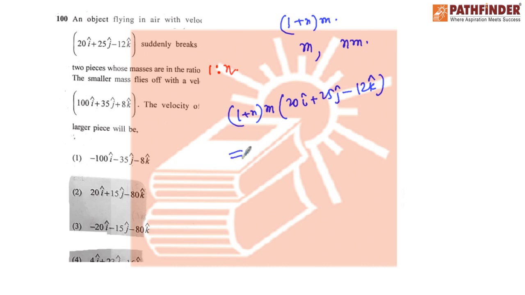You might argue that gravity is there, but in the small instance of time when it just breaks, just before breaking and just after breaking, the gravity does not have any significant impulse on it, right? So momentum will not significantly change.